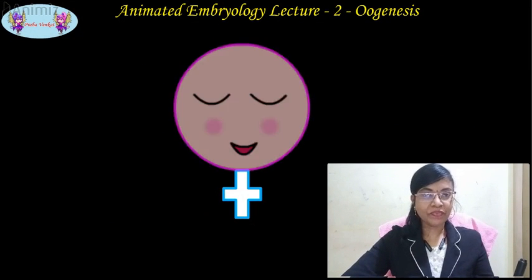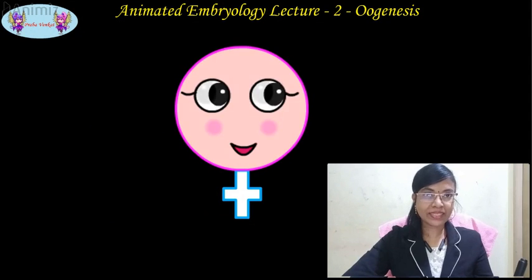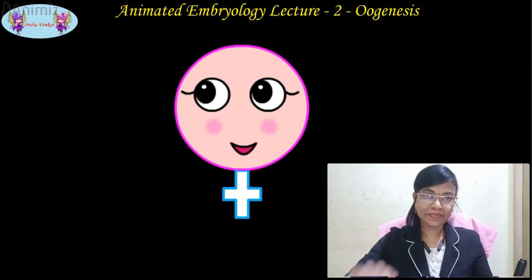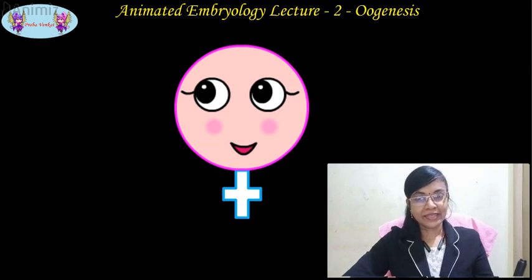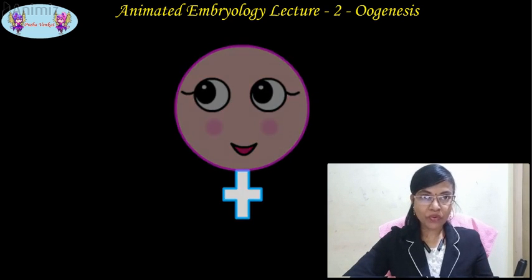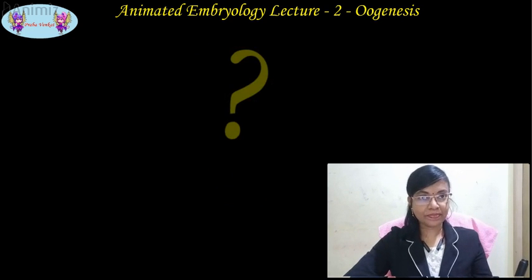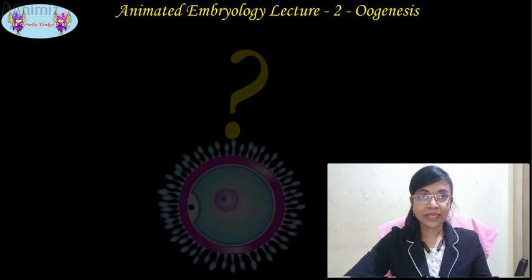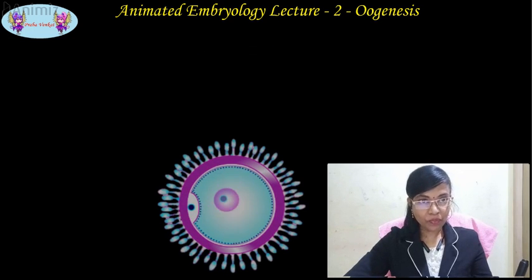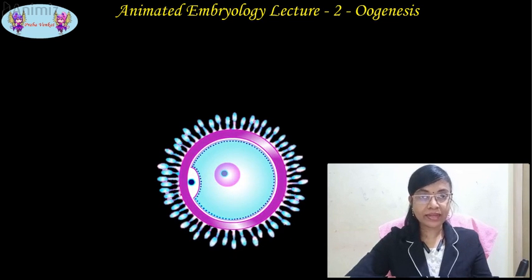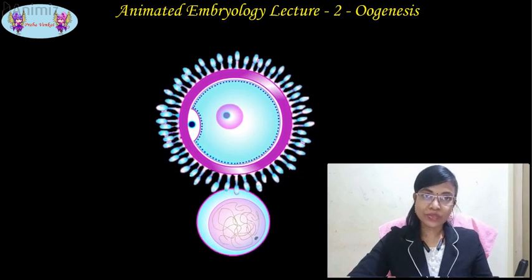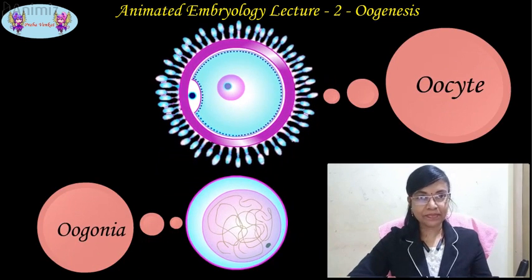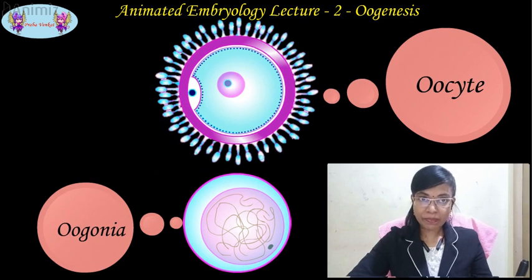In this session, we are going to discuss oogenesis in the animated background. First of all, what is oogenesis? I hope most of us know the answer. The process of formation of a mature oocyte from the oogonia is what is called oogenesis. And unlike spermatogenesis, oogenesis begins very much before birth.